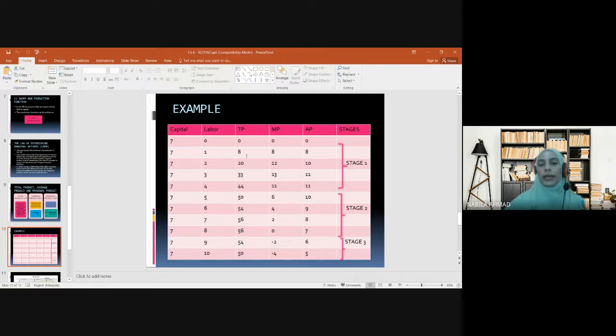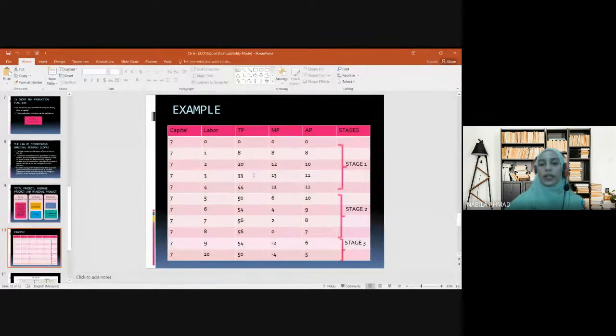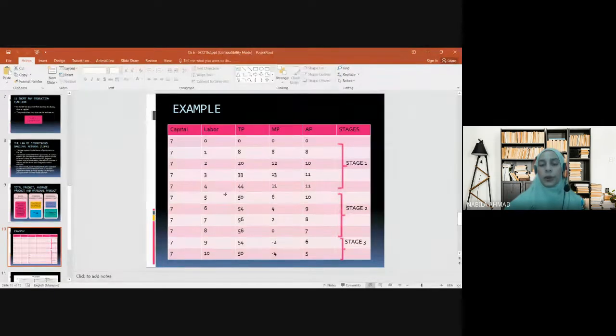So 8 minus 0, ya, 8 divided by perubahan di sini 1. So 8 divided by 1, it is 8. 20 minus 8 is 12 divided by perubahan di sini 1, 12. 33 minus 20, 13 divided by 1, 13. 44 minus 33 divided by 1, 11. 50 minus 44 divided by 1, 6. Yeah? And 0. Dapat 0.